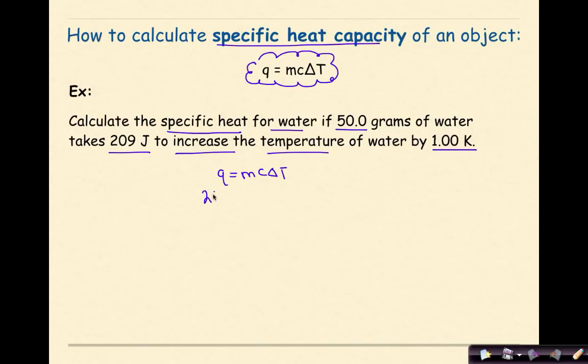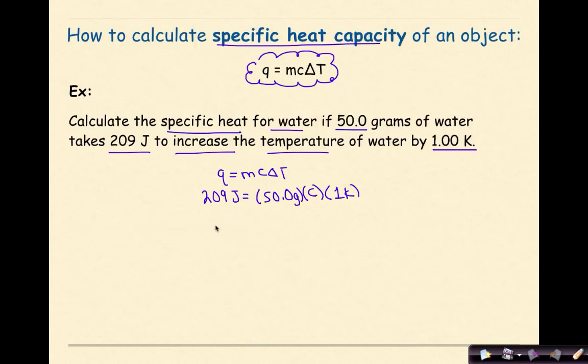We have 209 joules, which is going to represent our Q. Our mass here is 50.0 grams of water. We are solving for specific heat capacity, which really you should know ahead of time, but hey, why not? And then our delta T, they're just telling us that our temperature is changing 1 Kelvin. So a difference here based on what you might have seen previously is this question is not giving you a temperature initial and a temperature final to find your delta T. They're just telling you the temperature change.